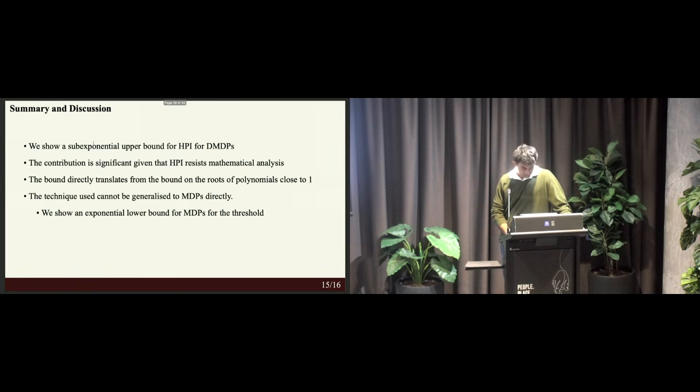But this technique cannot be generalized to stochastic MDPs directly, because the particular point that I had mentioned was that for deterministic MDPs we get a polynomial with bounded height, which we don't have for general stochastic MDPs. Also, for general MDPs we show an exponential lower bound for the threshold, which means that it cannot be directly translated.